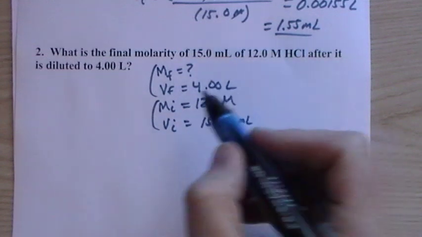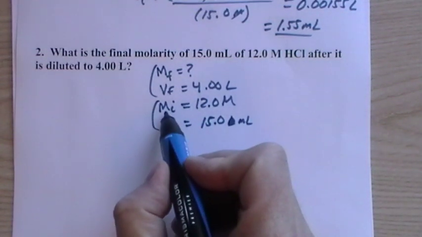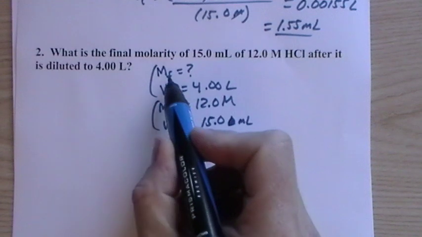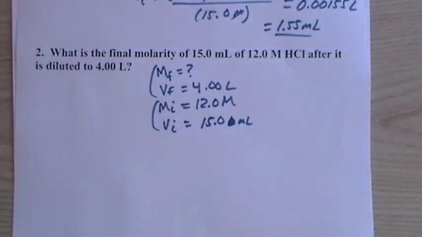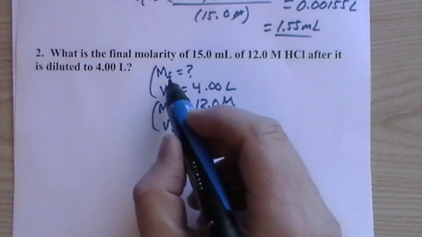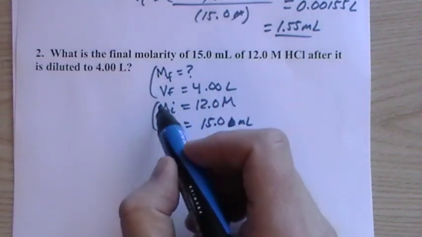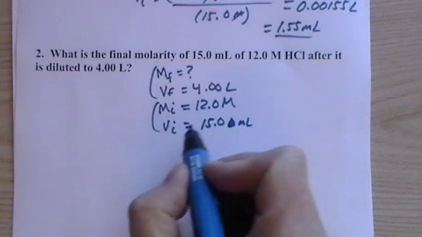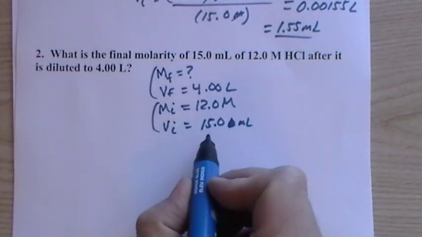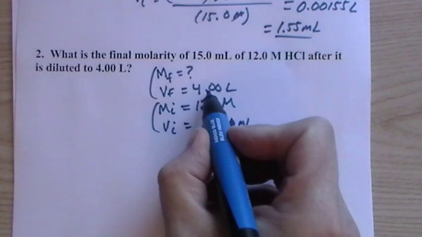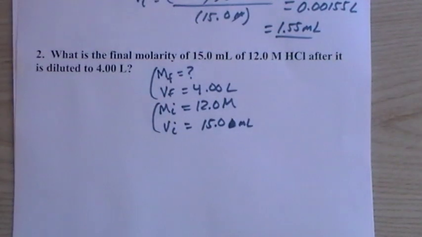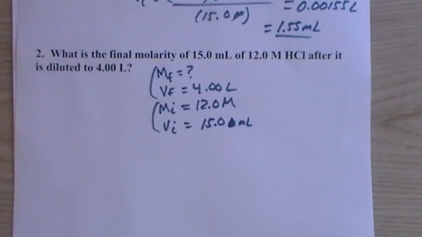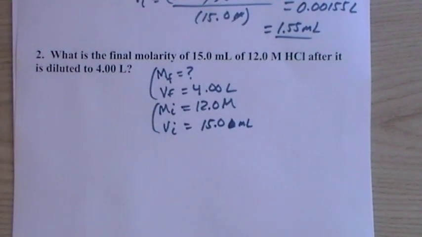The big thing is that you group them correctly. If you name this MF and this VF and this MiVi, it won't make a difference in the answer. You might misunderstand what your answer means if you pick the wrong variable, but as long as they're grouped together, you're going to end up with the same answer. So just make sure that the initial concentration and initial volume go together. If I had put this as 4 liters and this as 15 mils, then we would have gotten the wrong answer. So just be careful with that.